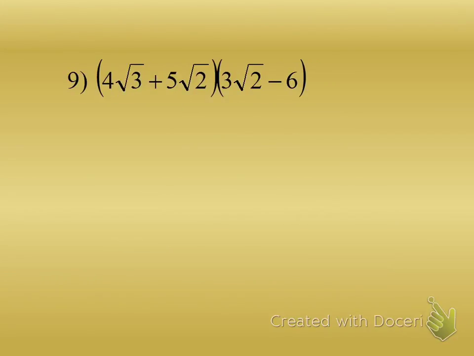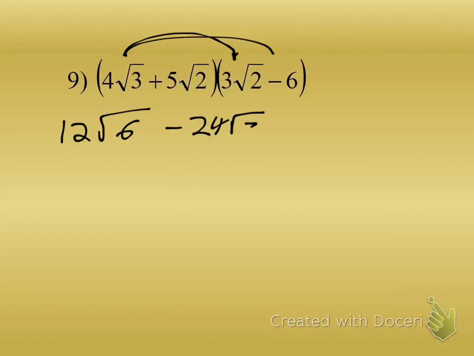4 rad 3 times 3 rad 2. Multiply the outsides. 4 times 3 gives you 12. Square root 3 times 2 gives you root 6. Okay? Now go to the next one. 4 rad 3 times negative 6. So it's going to be a minus. 4 times 6 gives you 24 rad 3.